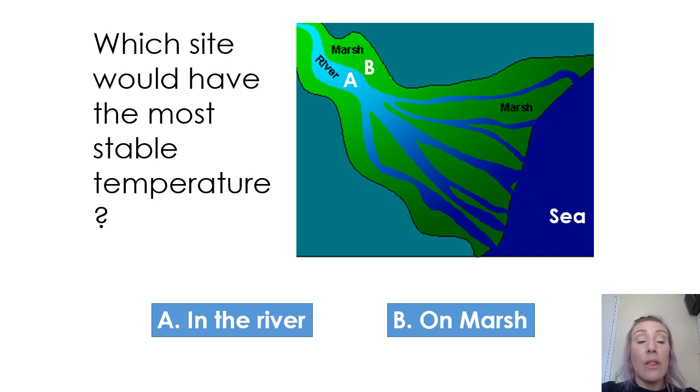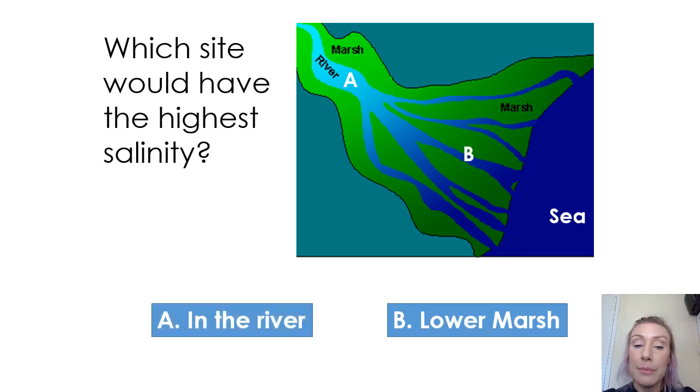Which site do you think would have the most stable water temperature? You've got a choice between A, which is in a river and always submerged, and B, on the marsh itself, so sometimes submerged, sometimes not. What do you think? Well, it would be much more stable in the water, and we know this because of the high specific heat capacity of water. It takes a lot of energy to change water's temperature. Therefore, aquatic organisms live in quite temperature stable environments because they are living within water.